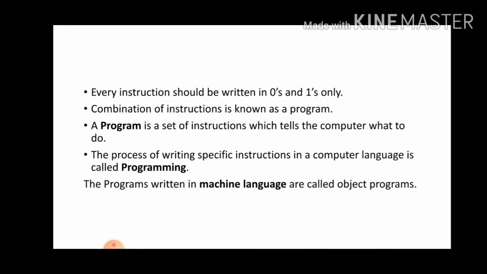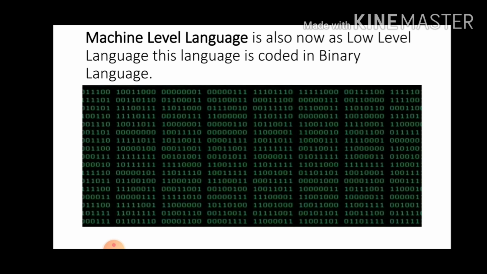Next, every instruction should be written in zeros and ones only. A computer can understand only zeros and ones. So in order to write any instructions for a computer to understand, we have to write it in a format like 0010. We have seen a format here, and in this format we have to write the code. In whichever language we write, it converts that code into this zeros and ones format. You have to understand this, okay?